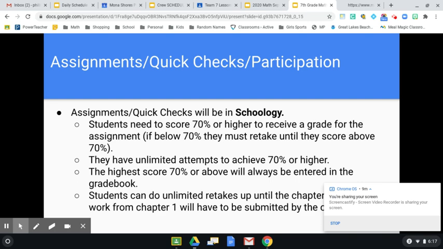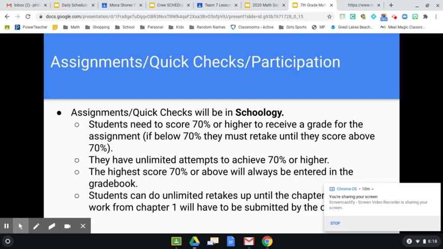The second bullet also emphasizes that you have unlimited attempts. The third bullet, the highest score, 70% or above, will always be entered into the grade book. So once you have 70% or above and you're happy with that score, then that will automatically stay in the grade book, no matter how many attempts you take. So even if you get, let's say, 70% the first time, but then you want to try it again to get higher, but you get lower, you get 50%, no worries, because it'll keep that highest score. It would keep that 70% in the grade book. So highest score always. Lastly, students can do unlimited retakes until the chapter test.